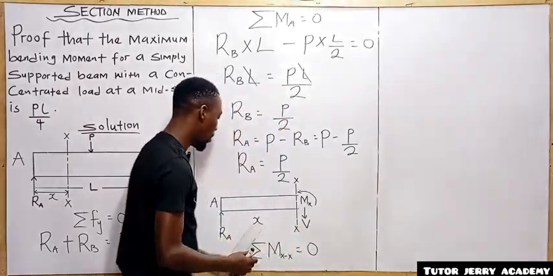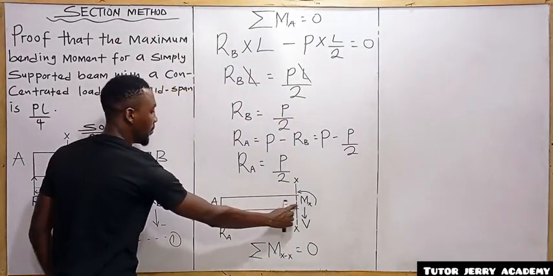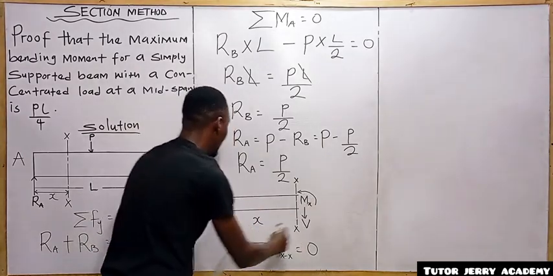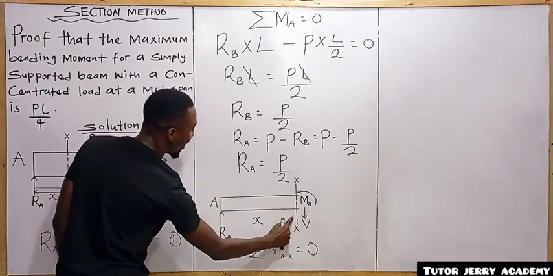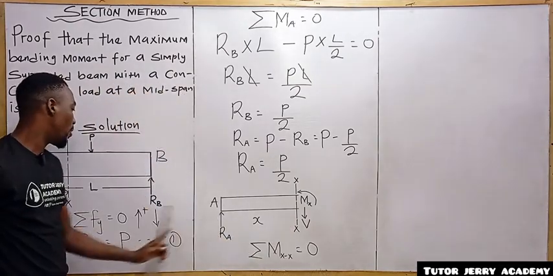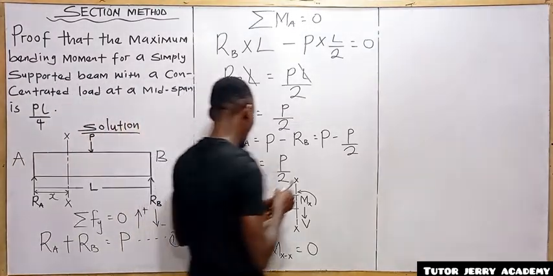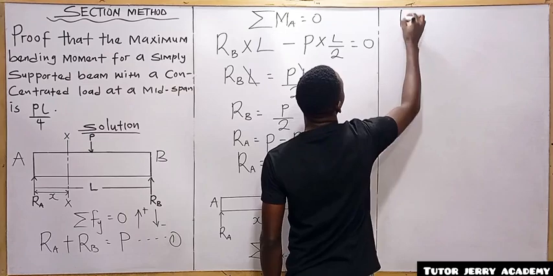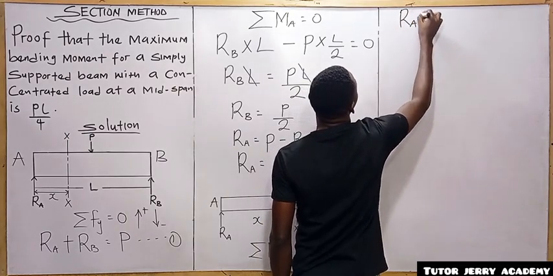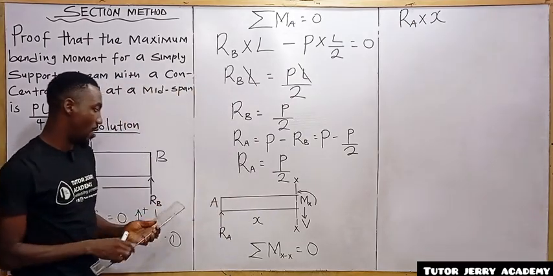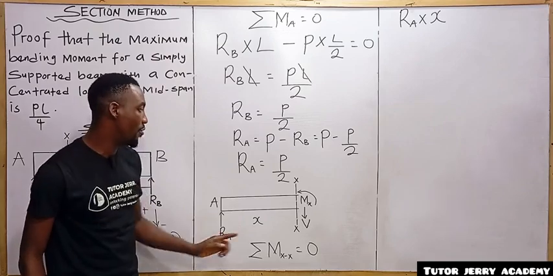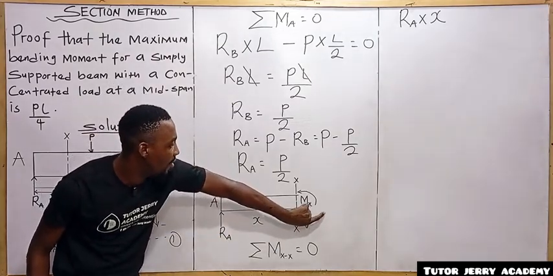So here, if we take our moment towards this side, this is our force. The perpendicular distance is s, so it's going to be RA multiplied by what? S. But our upward force is what? Positive. So here we are going to have RA multiplied by S. That is the only force we have there. But don't forget, we also have another what?